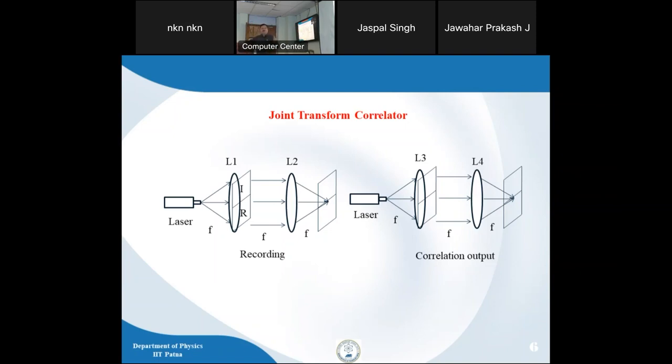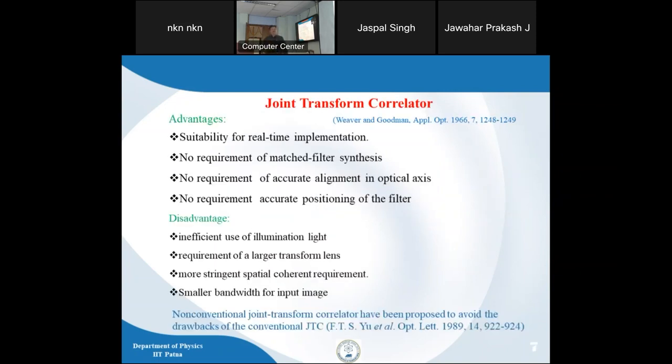So one benefit here is you do not have to synthesize any filter beforehand. No matched filtering, no filter is required. We are doing it simultaneously. But you have to do it twice. The operation is twice. You have to first record it and then again display it. So this is the basic structure. Now, these are the advantages that I mentioned here.